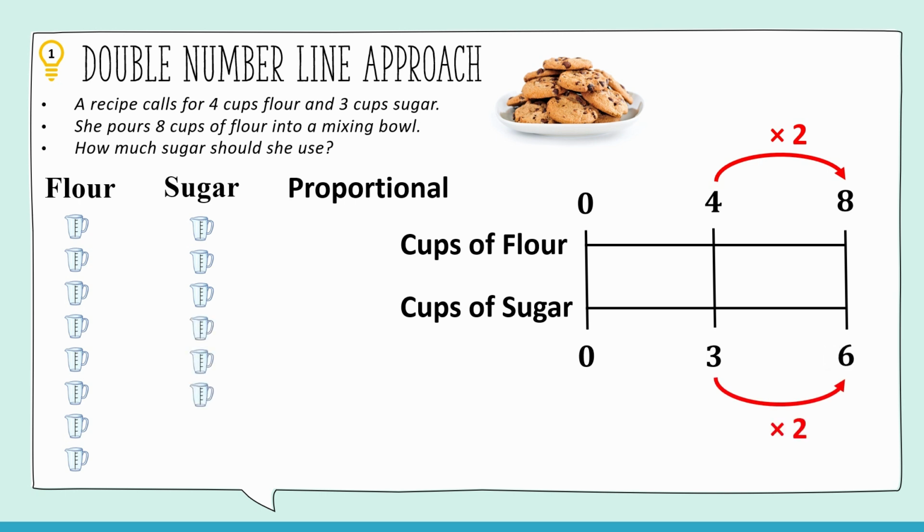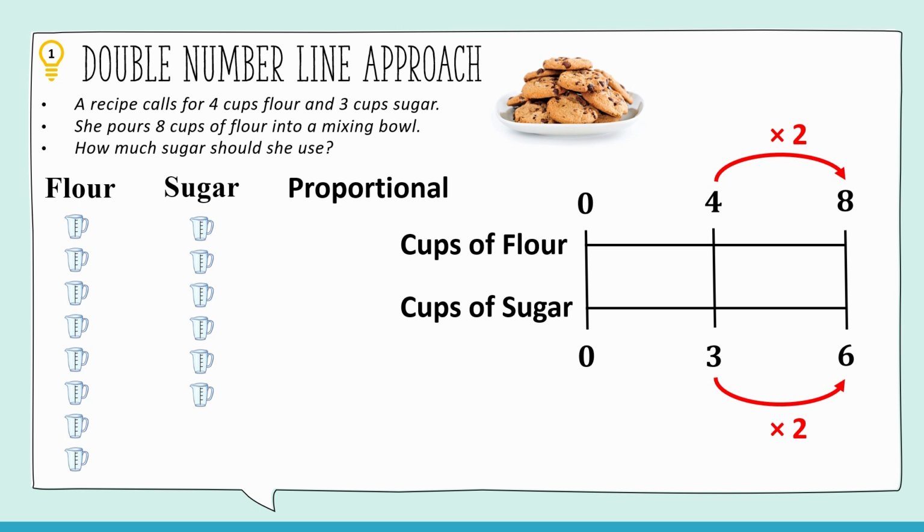A double number line approach encourages students to recognize the principle that multiplying one quantity by a factor, in this case 2, necessitates multiplying the other quantity by the same factor in order to preserve the ratio. Thus, students have visual evidence to match with their intuitive understanding that if Kiko doubles the amount of flour, she must double the amount of sugar.